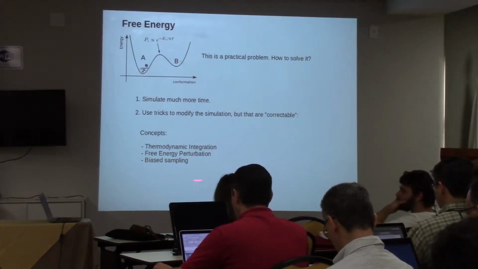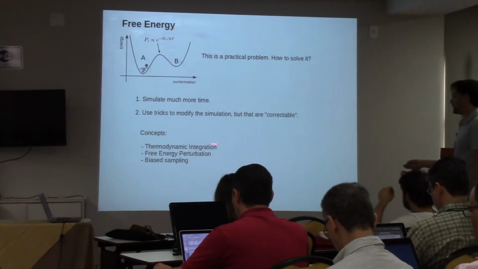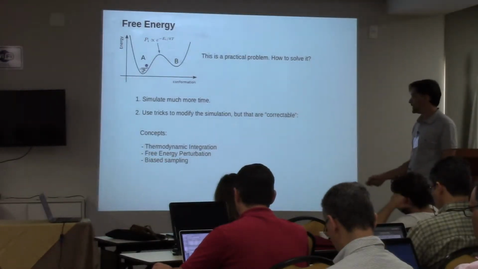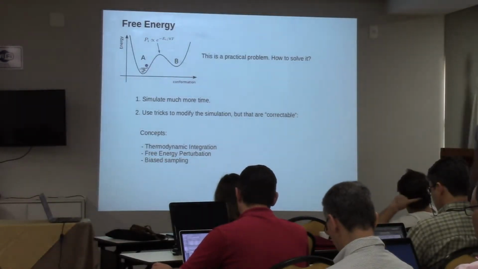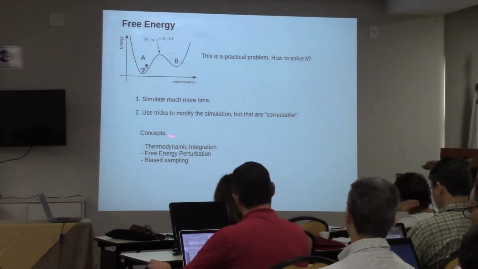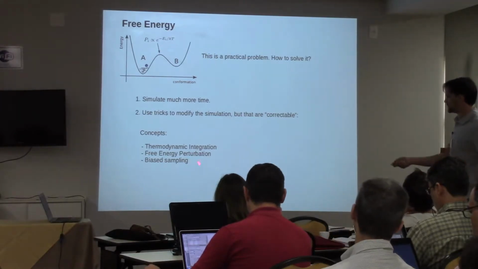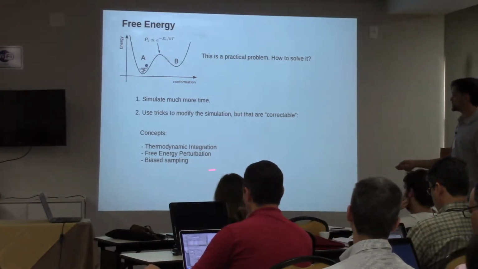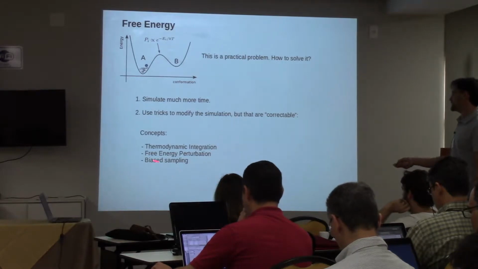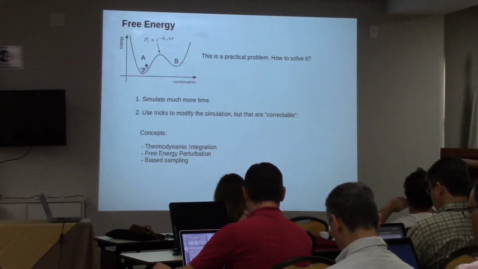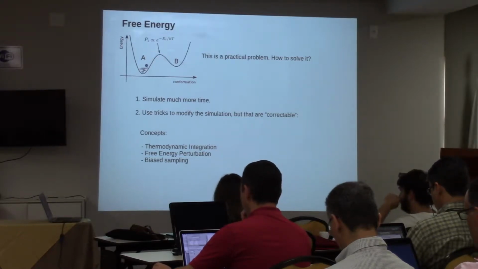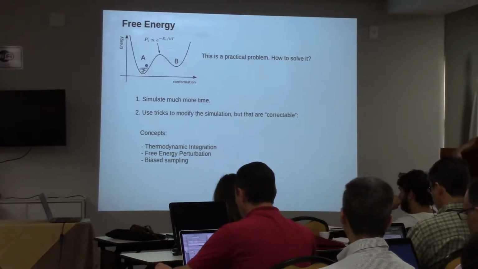So the concepts we will be talking about are thermodynamic integration, free energy perturbation, and general biased sampling simulations. These are three ways which are interconnected with each other in particular cases and in practice, but the general aspects of these three strategies are different, and we'll be talking about these three different ways of modifying the simulations to compute the relative probabilities of the two states we are interested in.